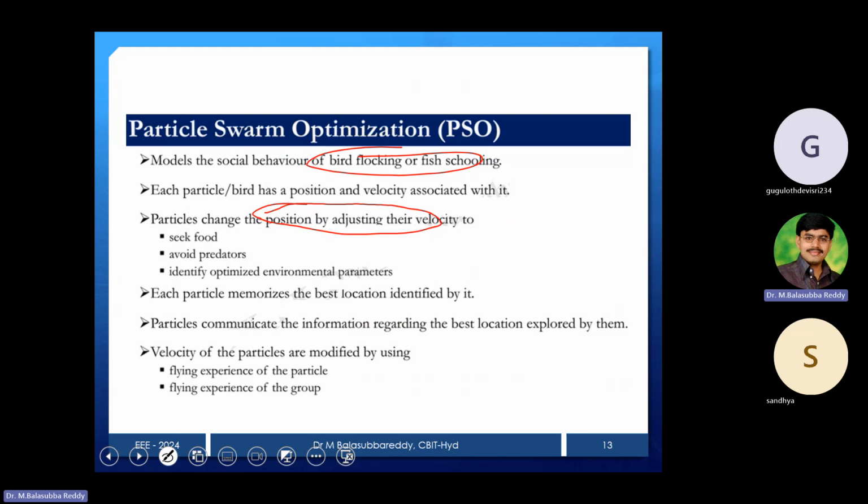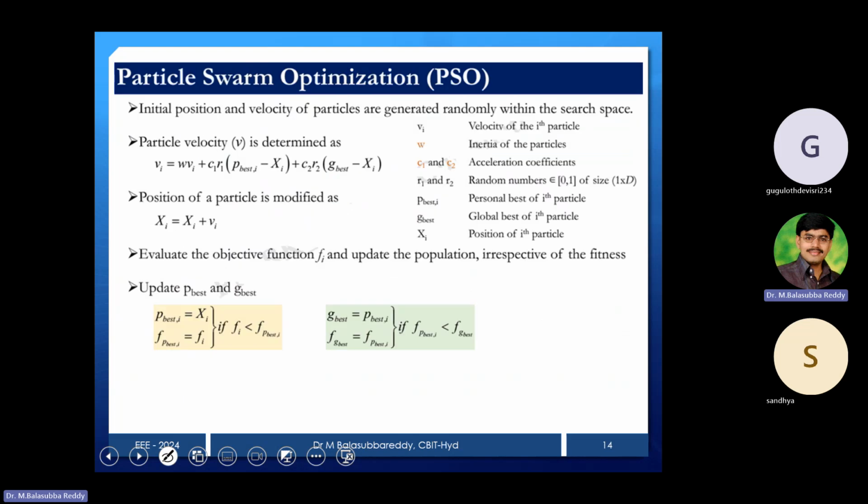Each particle memorizes the best location identified by it. Particles communicate the information regarding the best location explored by them. Velocity of the particles is modified using the flying experience of the particle and the flying experience of the group. So now we can see the same formula I showed you previously, the velocity formula, and then the position formula.